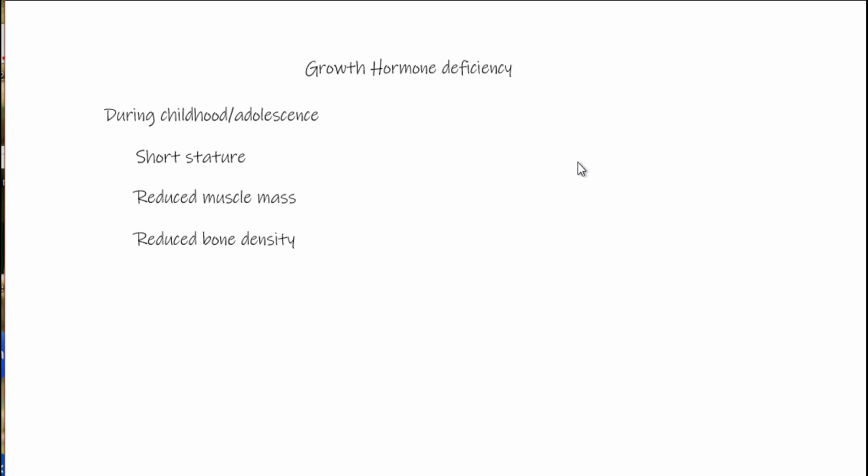And then briefly, hormone deficiency. If we see hormone deficiency during childhood or adolescence, then these are children who are going to tend to have a shorter stature. They're going to have reduced muscle mass and tend to have reduced bone density, so their bones can become more fragile because of the effects of growth hormone.